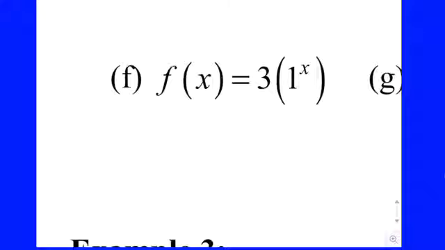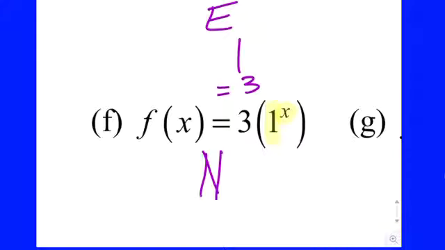Letter F, E or N? E. It has the variable exponent. It has the numeric base. But it's a 1. What's 1 to any power? 1 to the first, 1 to the second, 1. Does that thing grow or decay? No. Remember, the base cannot be 1. So this is actually neither. This is equivalent to 3. This is equivalent to the horizontal line 3.